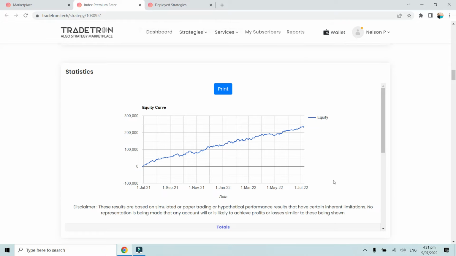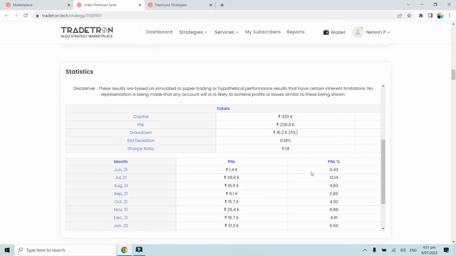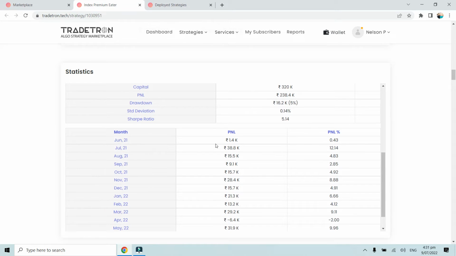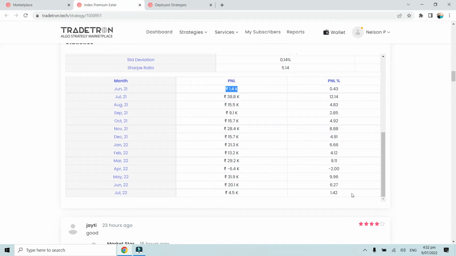And below that, you will also see these statistics. That is the capital required for this strategy, how much PNL is generated on this capital by this strategy in the past one year, the drawdown, standard deviation, the Sharpe ratio that we discussed, and also on a monthly basis, how much PNL is generated by this strategy every month. So in June 2021, it was maybe 0.43%, and how much it is in amount terms. All of those details are also available over here.